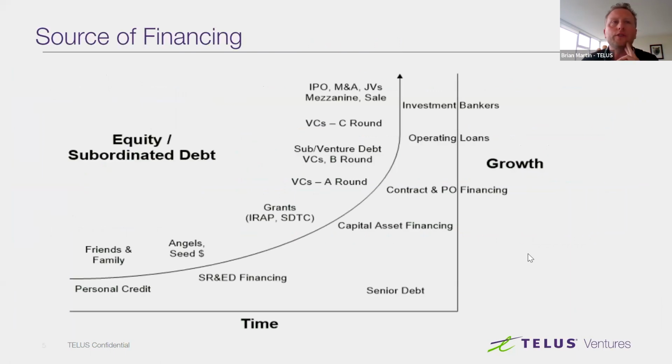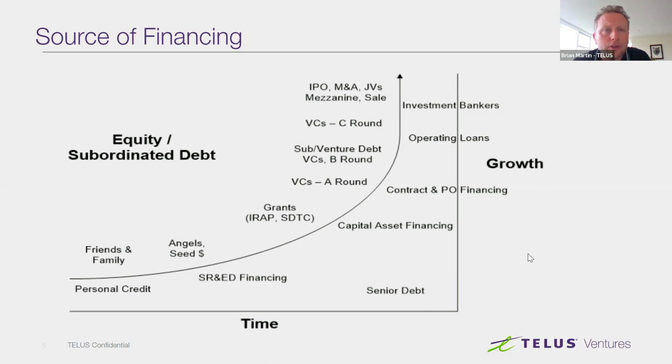Okay, if you take a look at this graph, on the right side of the curve is debt financing, and on the left side of the curve is equity subordinated, so equity financing. The time axis says the further you go out in time in your startup, the different areas of venture financing to explore.